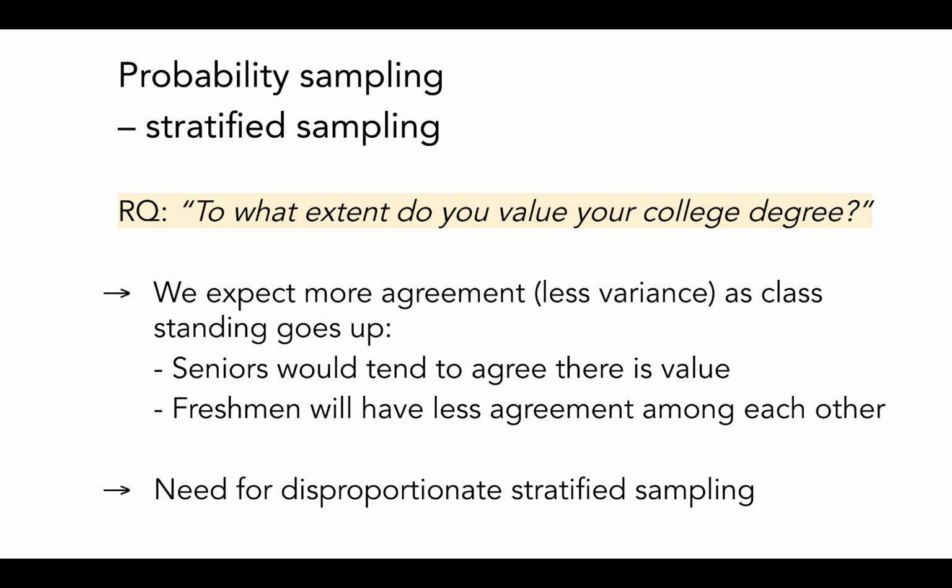I have another example for you in case you're not really into the weather forecast. Let's say your research question is, to what extent do students value their college degree? So we could expect that agreement in terms of how much value there is to your college degree would go up as class standing goes up. So I would expect that seniors would tend to agree more about the fact that there's value to their college degree because they've already been through all these classes, they're close to graduation, so they probably see more value in their college degree. Whereas freshmen probably will have less agreement among each other about how much value there is to their college degree. So in those cases, when you are dealing with variance differences, you need disproportionate stratified sampling to compensate for those variance differences.